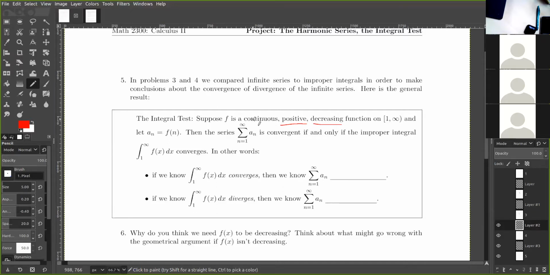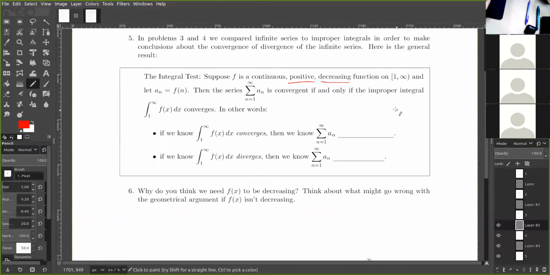So continuous almost always goes hand in hand. We don't really study discontinuous functions a whole lot in calculus, especially once we get to Calc 2. We do need this positivity. Alternating series we're going to have to deal with in different ways. And we do need it to be decreasing, and we'll see why with the rest of this activity.